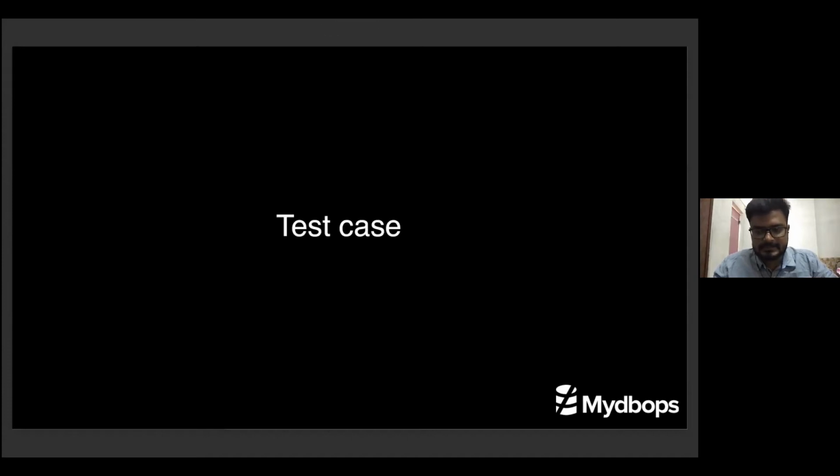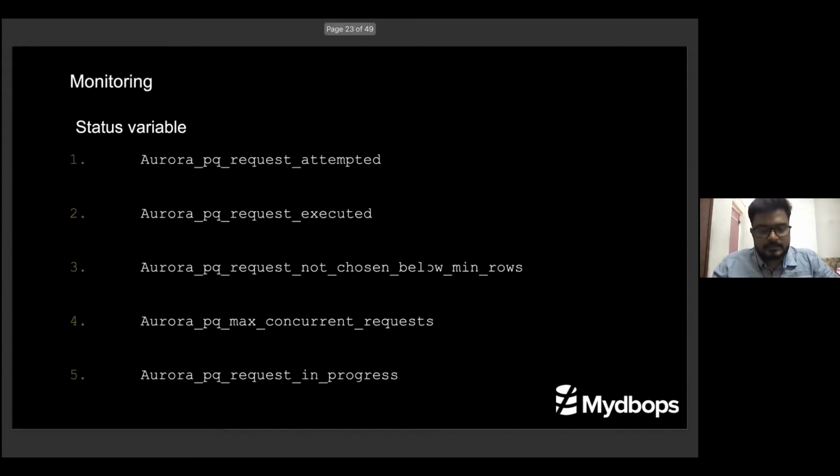So test cases. First of all, we need to monitor what is running in the background when a parallel query is being processed. These are the status variables that will be more useful when a parallel query is executed. There is a list of variables out there, so I'm consolidating the major ones.